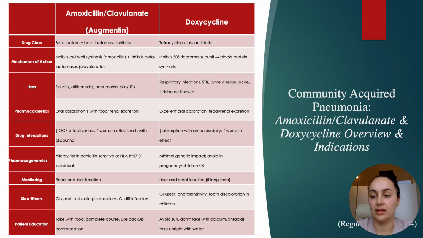Doxycycline is a tetracycline class antibiotic. It is often used for respiratory infections, acne, sexually transmitted infections, Lyme disease, and tick-borne illnesses. It works by binding to the 30S ribosomal subunit, inhibiting bacterial protein synthesis, and ultimately halting bacterial growth.